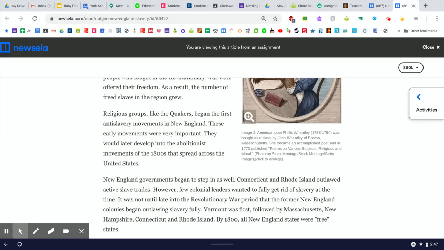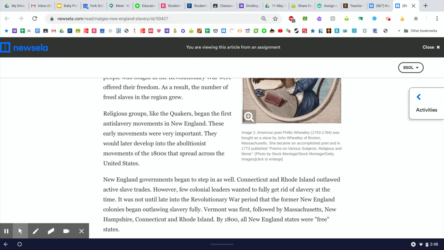Religious groups like the Quakers began the first anti-slavery movements in New England. These early movements were very important. They would later develop into the abolitionist movements in the 1800s that spread across the United States. New England governments began to step in as well. Connecticut and Rhode Island outlawed active slave trades. That means they banned them, they stopped them. However, few colonial leaders wanted to fully get rid of slavery at the time.